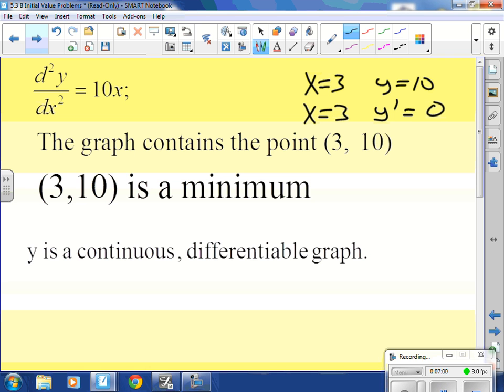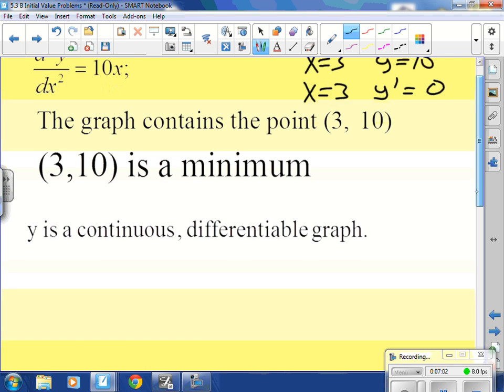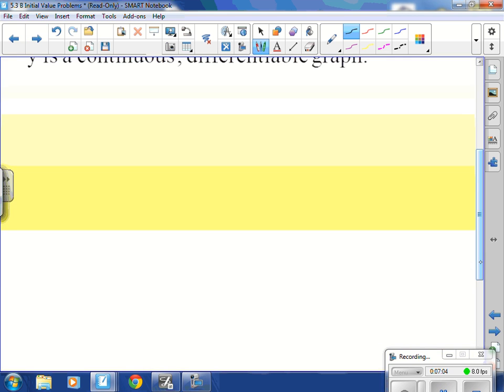Okay, so let's go to work. What is the antiderivative? Here's what I've got. Y double prime is 10x. I'm going to integrate this. The antiderivative of y double prime is y prime, and the antiderivative of 10x would be 5x squared plus C.